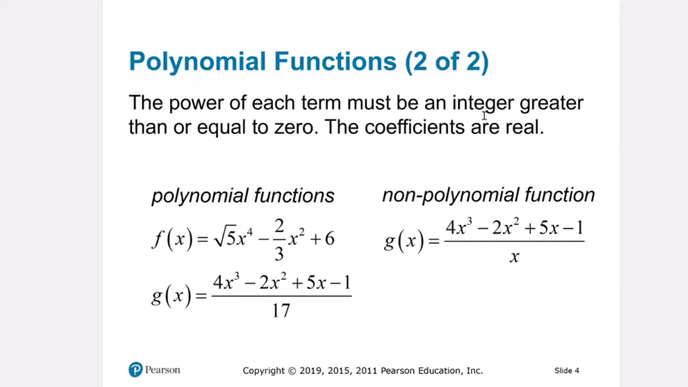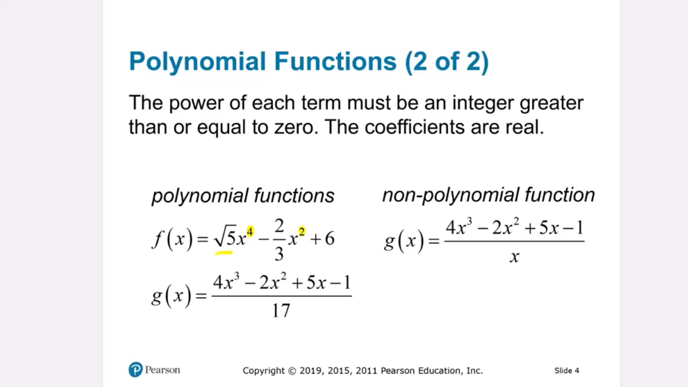The power of each term must be an integer greater than or equal to 0. So remember what that means. It can't be a fraction because fractions are not integers, and it can't be a negative number because obviously negative numbers are not greater than or equal to 0. The coefficients are real. So polynomial functions, even though this has a square root of 5, it's still a real number. X to the fourth, 4 is our degree. That's fine. That's an integer.